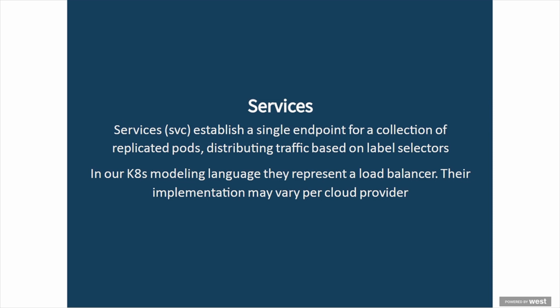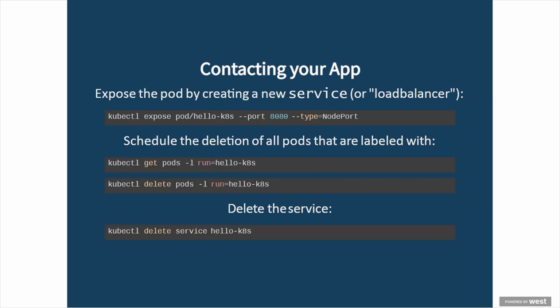Services are a Kubernetes resource that basically act as an internal load balancer, helping to spread traffic across a collection of pods. To create a new service or load balancer, you can use the kubectl expose command in order to provide access to the containerized workload. To see the results of this operation, try running kubectl get pods or kubectl get services.